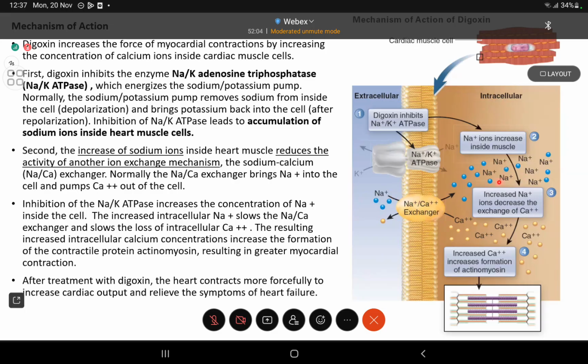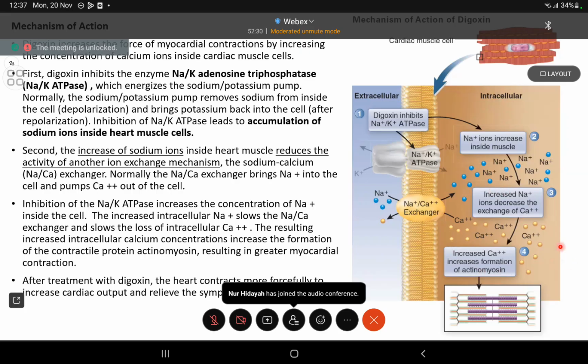This natrium will inhibit the natrium-calcium channel exchanges. So once you inhibit this natrium-calcium exchange, what will happen? Your calcium will stay inside the intracellular space. By doing so, your heart is able to pump more effectively because of the calcium. Okay.